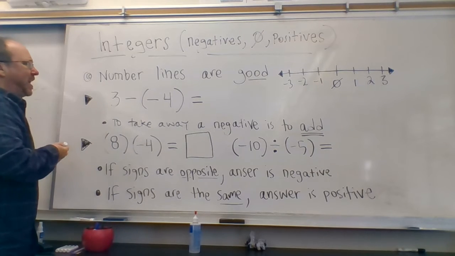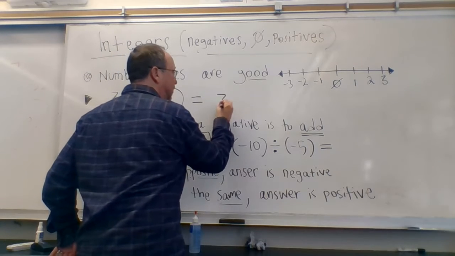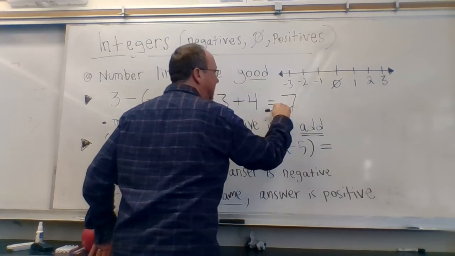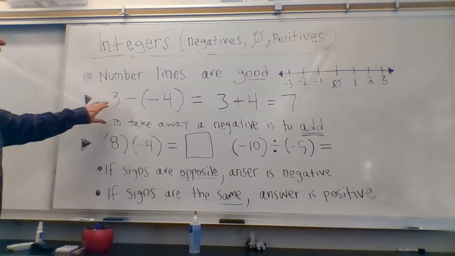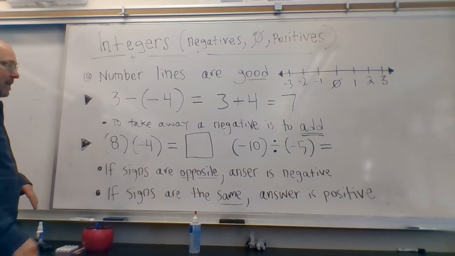So what we would say then is 3 take away a -4 is the same thing as saying 3 plus 4, which of course is a lot easier to see. It is that easy. It is 7. 3 take away a -4 is 7. To take away a negative is to add.